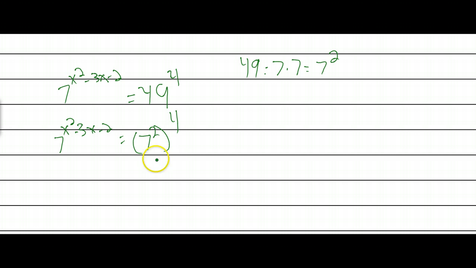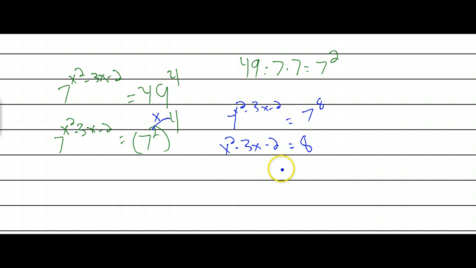So now remembering our exponent rules, if you have an exponent raised to another exponent, you have to multiply these exponents. So now we're going to have 7 to the x squared minus 3x minus 2 power equal to 7 to the 8th power. Since the bases are the same, you can just set the exponents equal to each other. So we have x squared minus 3x minus 2 is equal to 8.